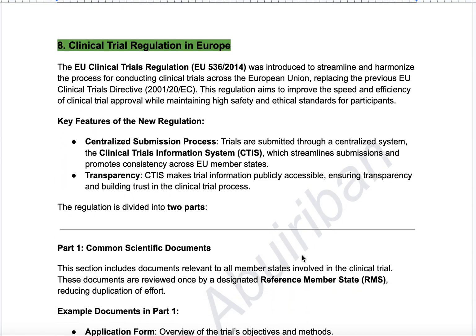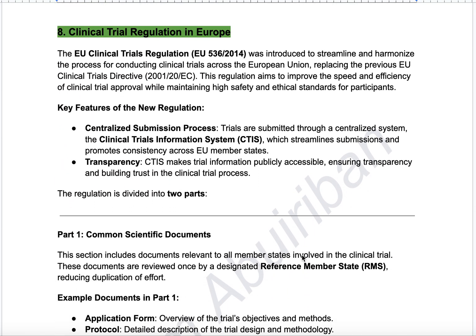Now we talk about the other part, which is known as the clinical trial regulation in Europe. The EU Clinical Trials Regulation was introduced to streamline and harmonize the process of conducting clinical trials across the European Union, replacing the previous EU Clinical Trials Directive 2001/20/EC. This regulation aims to improve the speed and efficiency of clinical trial approval while maintaining high safety and ethical standards for participants.